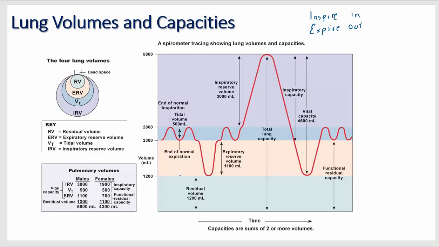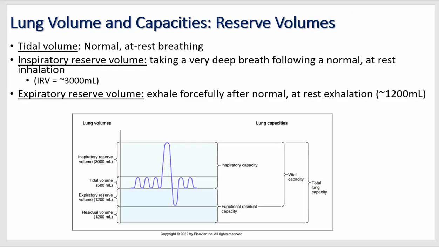What else? We're going to go over these again. There are like 3 slides dedicated to this. So your tidal volume, again, is normal at-rest breathing. That's the up and down here, in and out, in and out. And then your inspiratory reserve is at the top of the tidal volume, how much you can pull in. Okay, and then the expiratory reserve volume is what you can push out from the bottom of the tidal volume. Okay, and then you're back to the tidal volume.